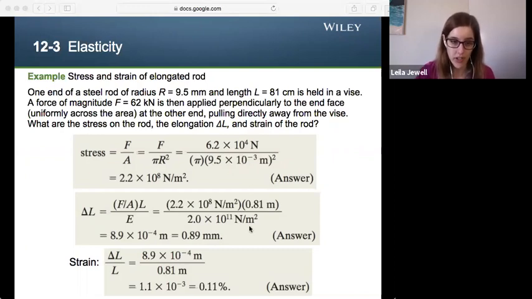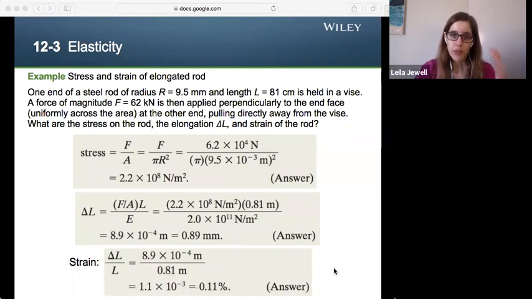Because when you do look it up, you find, oh, it's 2 times 10 to the 11 newtons per meter squared. And so then we notice when we divide this out that the newtons per meter squared cancel and we just get meters out. And so the change in length is less than a millimeter. It's pretty tiny, even though this is a huge amount of force, like 62,000 newtons is not a small amount of force. And then finally we can calculate the strain by taking our elongation, our delta L, dividing it by the original length, and that's 1.1 times 10 to the minus third, a really small amount. If you make it a percentage, it's not even 1%, it's about 1/10 of a percent, 0.11%.